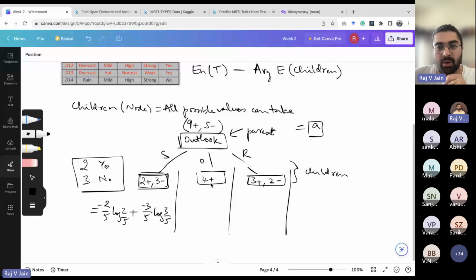All right. Now, what is the entropy for this node? The 0. Okay. Why?